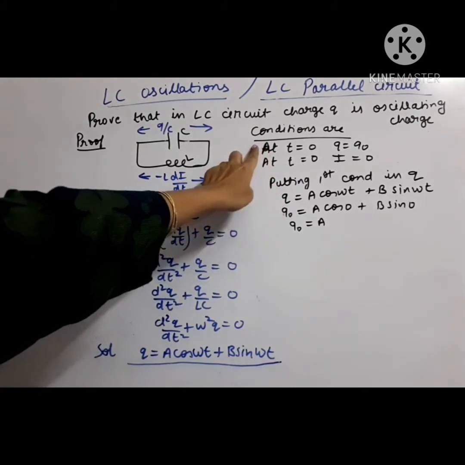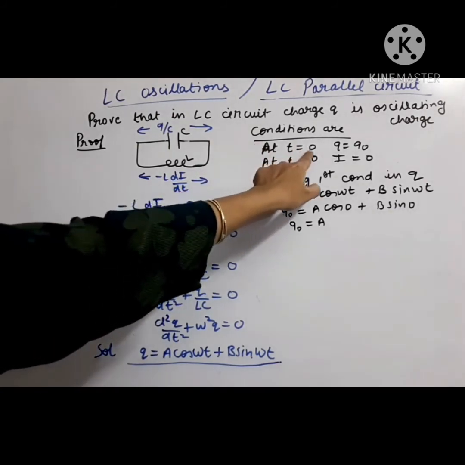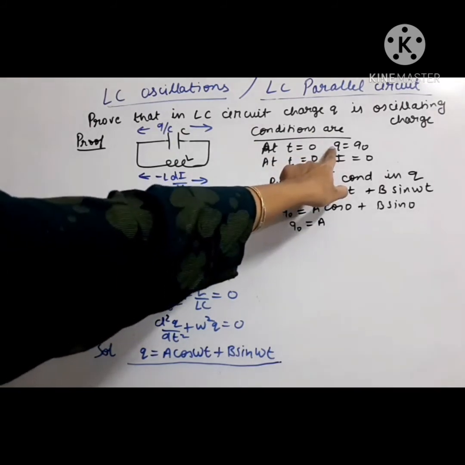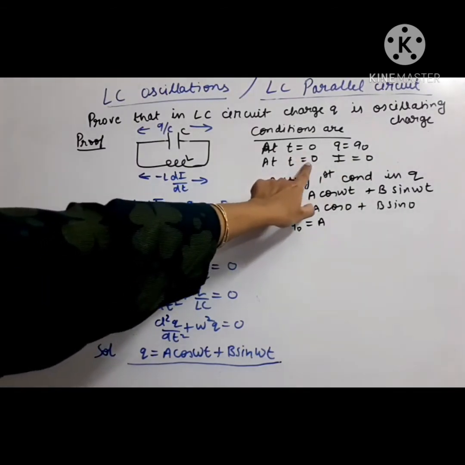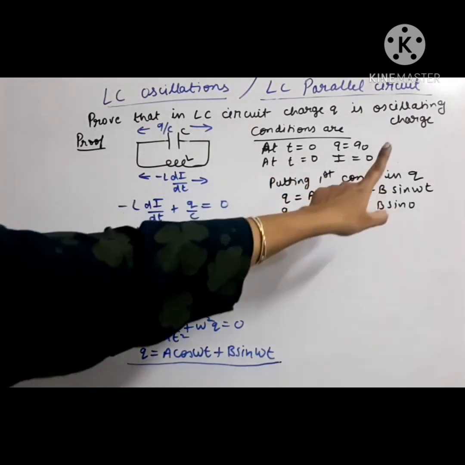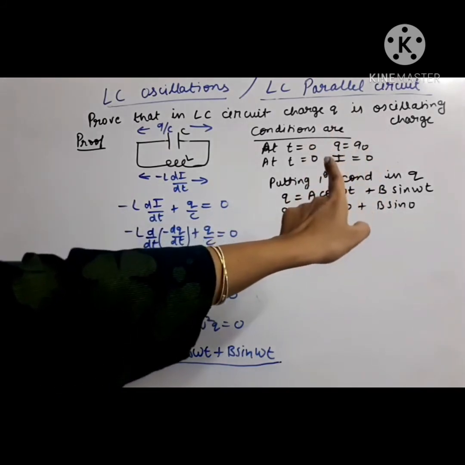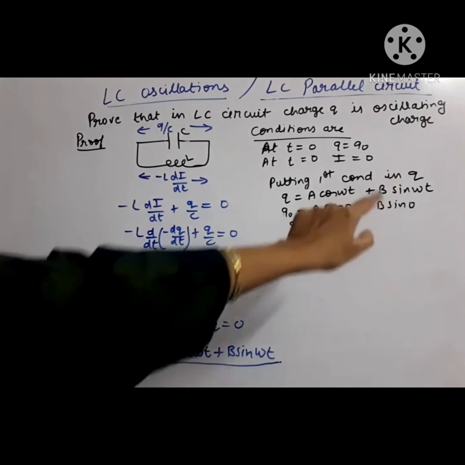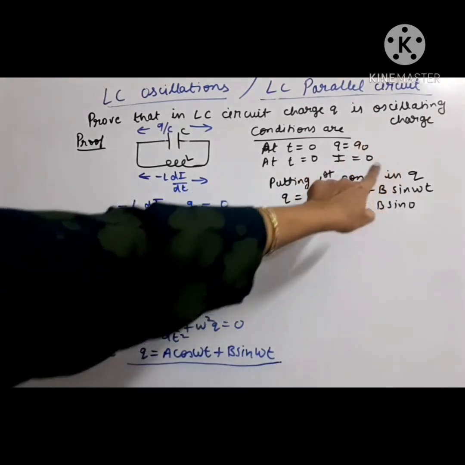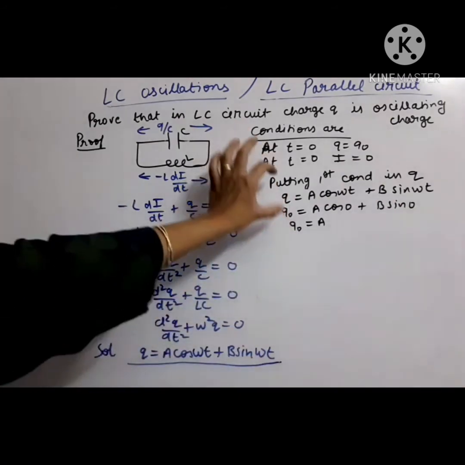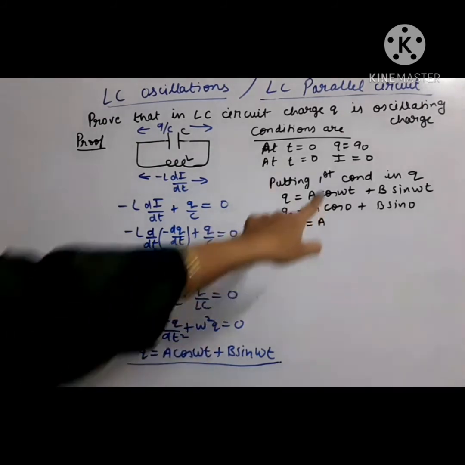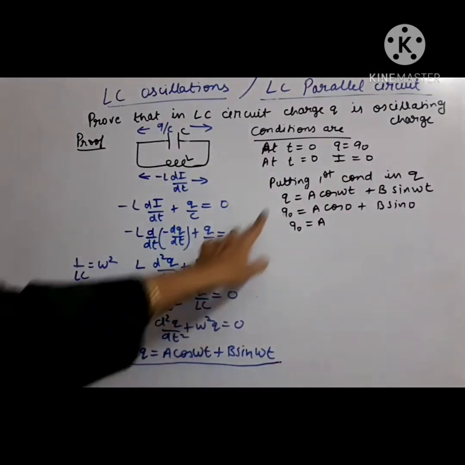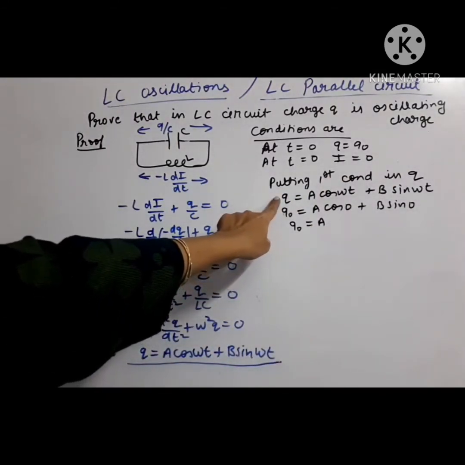First of all, let us list down the two conditions. Initially means t equal to 0, the charge in the circuit is Q0. Then the second condition, at t equal to 0, initially current is 0. We have solved in the previous sheet why current is 0, because I equal to dq by dt, and the differentiation of the constant Q0 comes 0. This way we write the second condition. Now let us apply them. In the Q equation, Q equal to a cos omega t plus b sin omega t, let us put the first condition first.